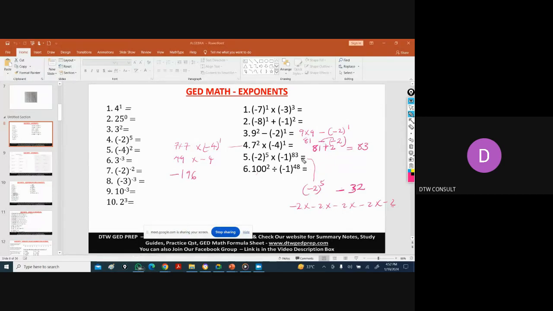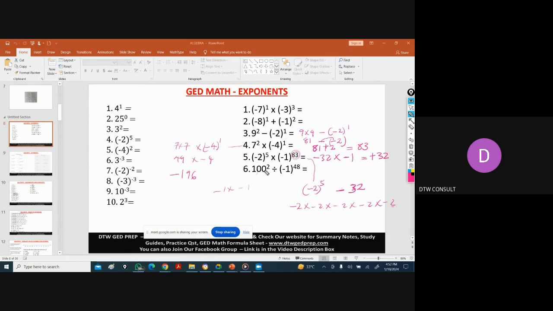Okay. Now, look at this. So here, you will now have a negative 32. Then we have times, this is now negative 1 raised to the power 83. There is no way everyone will be able to do this. We're going to stay till tomorrow to start doing negative 1 times negative 1 up to 83. So what I'm trying to teach here is, once you know that the power is odd, your final answer will take a negative. So that would be a negative 1. So a negative 32 times a negative 1 will give us a positive 32.